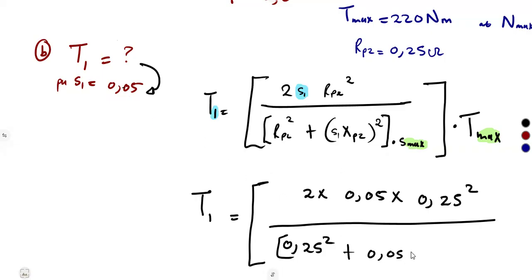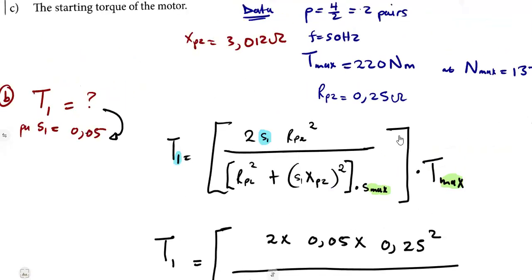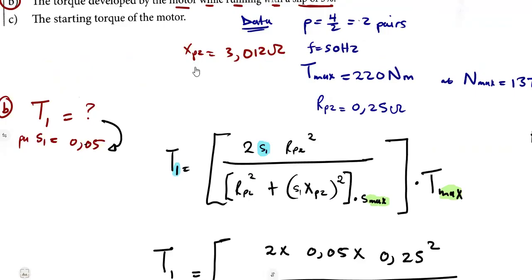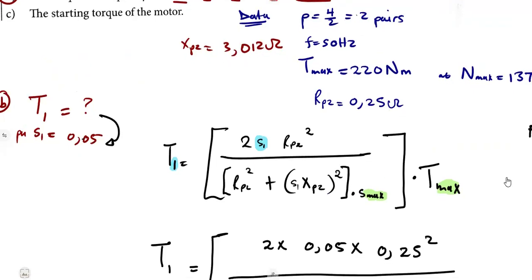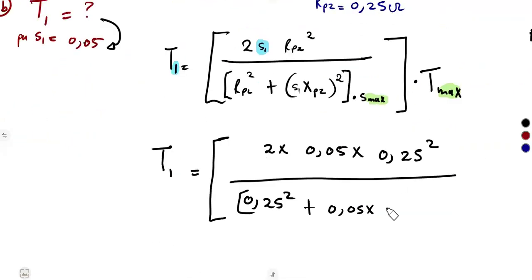So that's 0.05 times the reactance. Remember our reactance, we calculated this one. Like I said, you're going to need this 3.012. So that's 3.012 squared. The whole bracket, the whole of it, you're supposed to square it. So remember, we opened this mother bracket, this one.